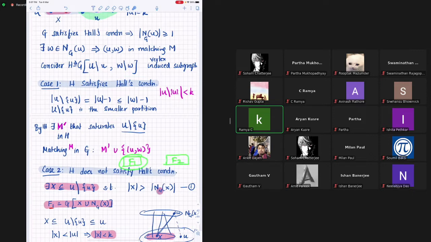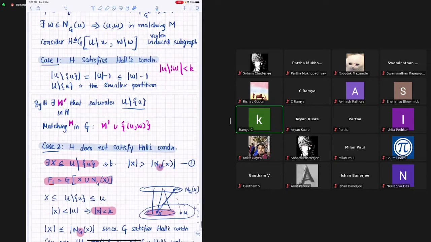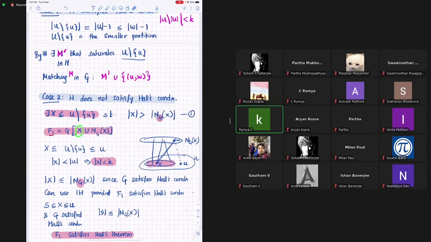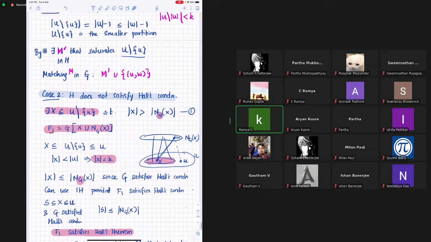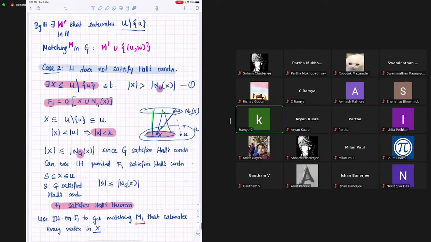This subgraph will saturate all of X, because you know that there is a set X. That is, at the end of this procedure, all the vertices in X will be matched. But then there is another portion. In order to match U, you have to match a portion X, and the remaining is U minus X. So this you will match separately, and you have to append these two matchings. That's what we do. Is the idea clear?